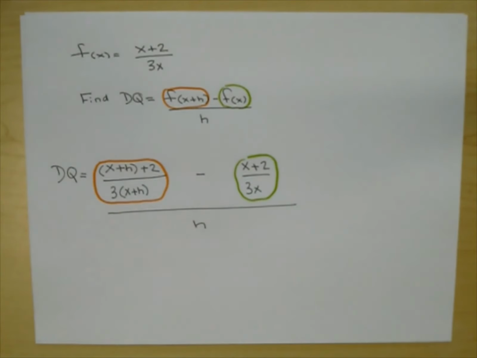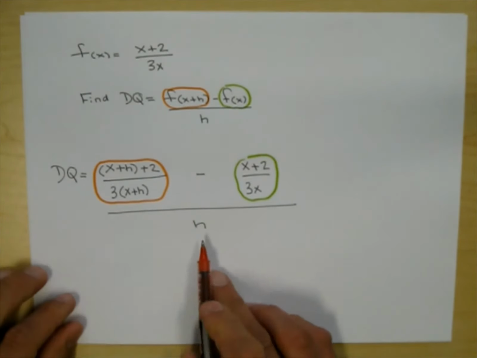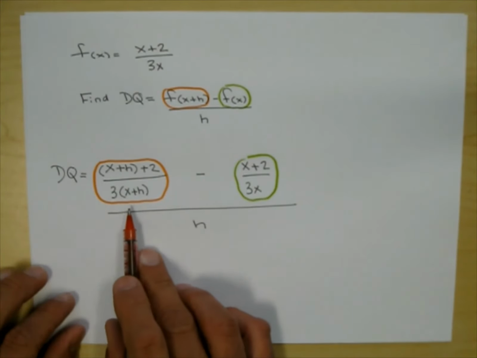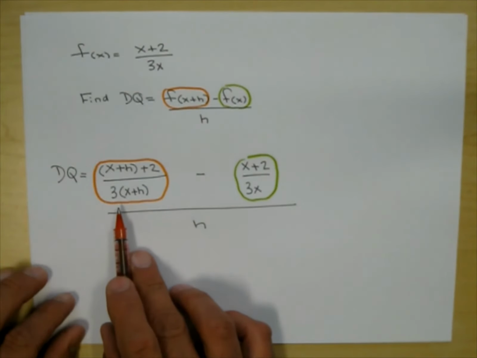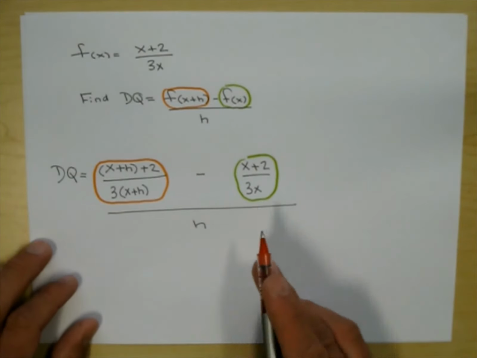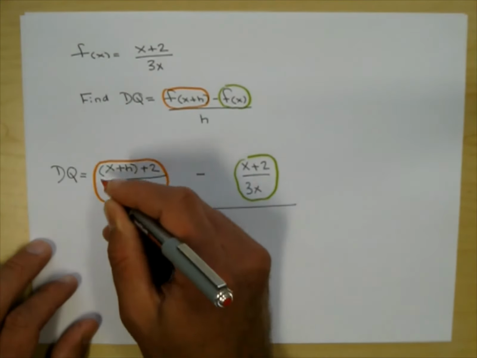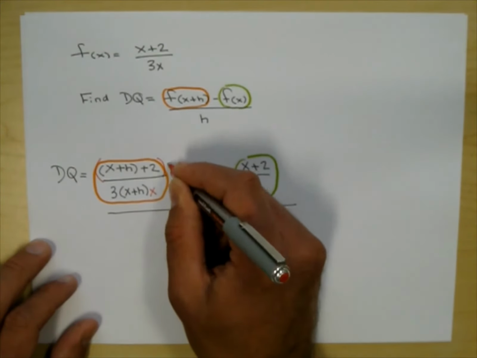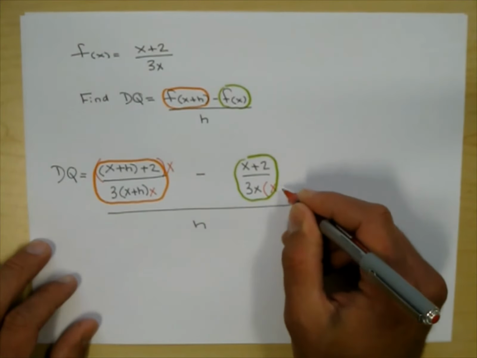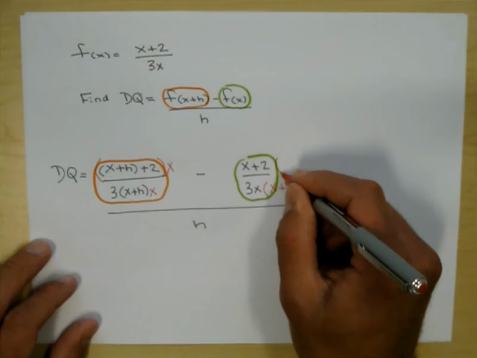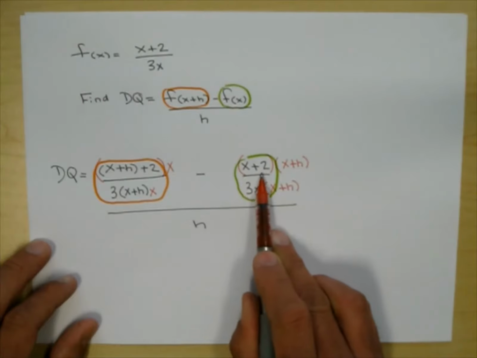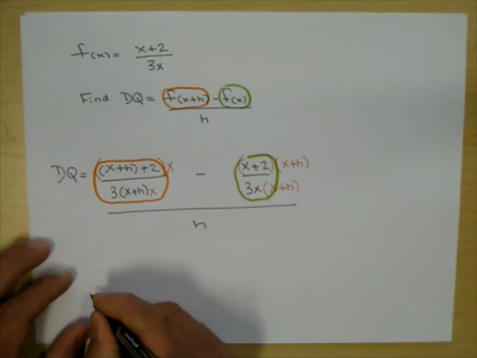Okay, so on the top, I'm not going to concentrate on the h right now, I'm just concentrating on the top. I'm going to get a common denominator, an LCD, least common denominator, a 3. It's going to have an x plus h, but it's also going to have an x. So this guy needs an x. And this guy over here needs an x plus h. And we're going to go ahead and put parentheses around the x plus 2.